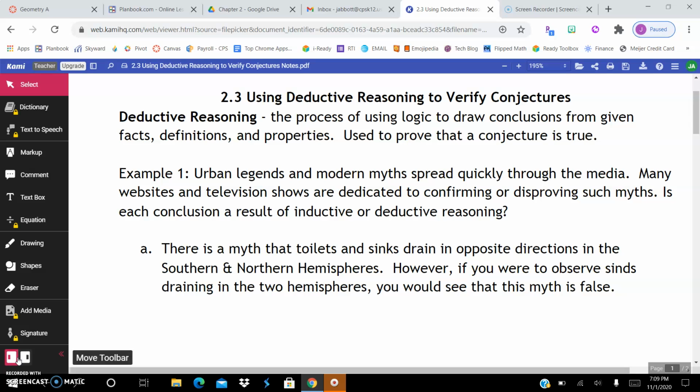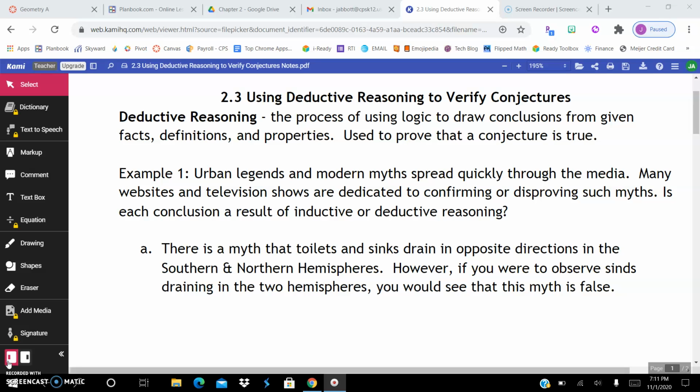So for example 1 here, urban legends and modern myths spread quickly through the media. Many websites and television shows are dedicated to confirming or disproving such myths. Is each conclusion a result of inductive or deductive reasoning? We learned about inductive reasoning back in section 2.1, and inductive reasoning is the process of reasoning that a rule or statement is true because specific cases are true. And deductive reasoning is using logic to draw these conclusions.